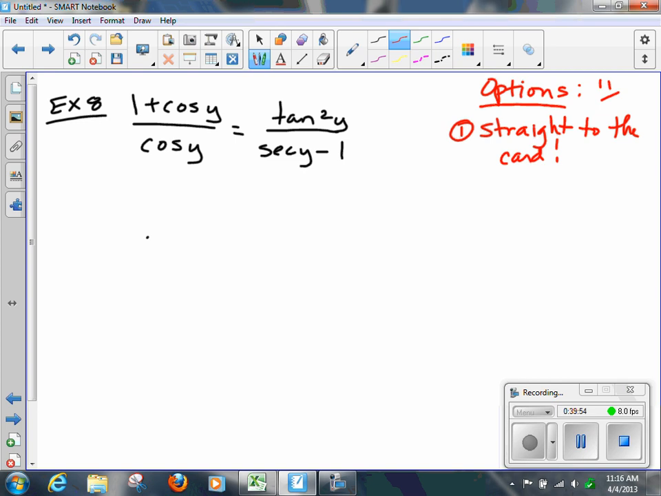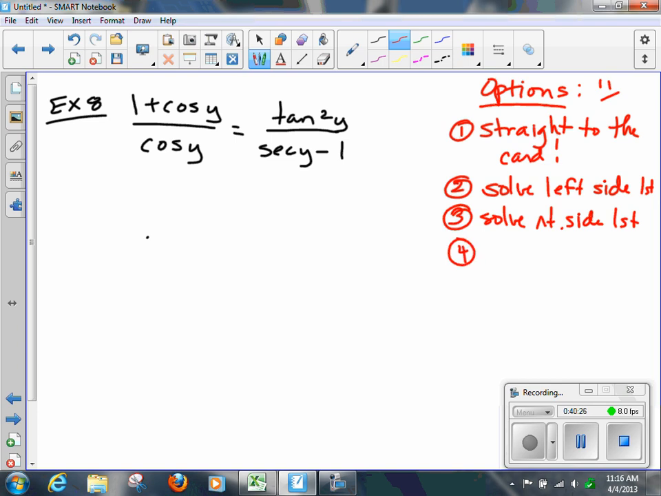Who wants to solve the left side first? Nobody. Who wants to solve the right side first? Two of you. The rest of you, what are the rest of y'all going to do? No, it doesn't really matter, but I just want you to see the different ways we can do this. Solve left side first. Write this down. Solve the right side first. Come on, somebody's got to see this.